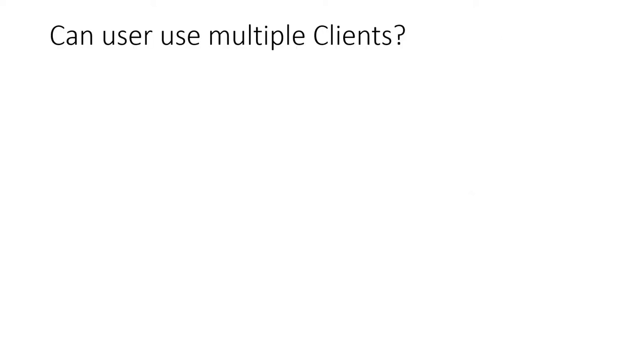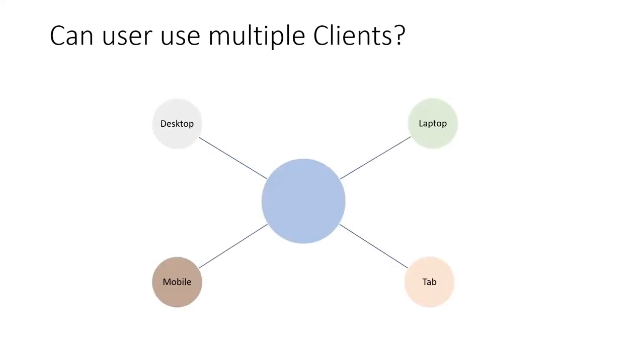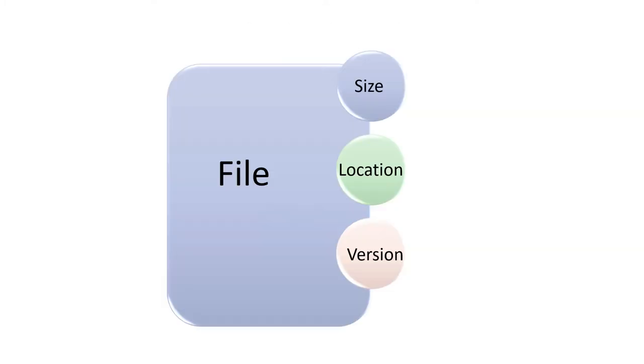Now, can we use multiple clients? As we discussed earlier, a user can have a desktop, a laptop, a tablet or a mobile, and he should be able to access the same file. So the file should be synced across all his devices. The file is again the most important thing here.